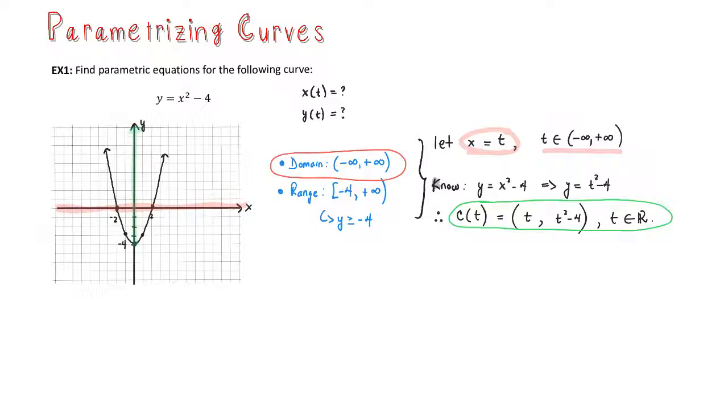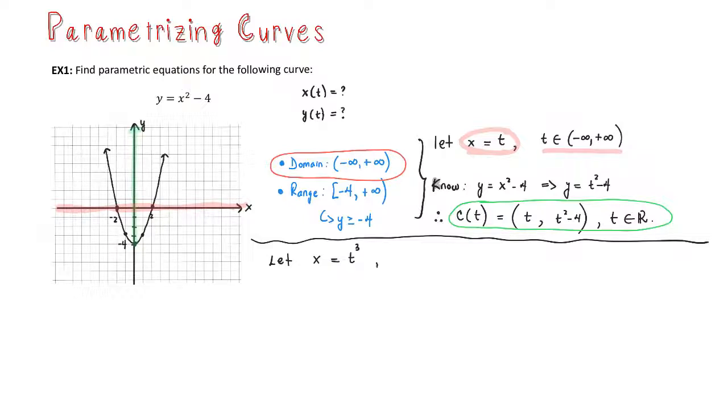The answer is yes, there is another way. So let me divide this. But remember that no matter which method or approach you choose to parameterize, the expression that you choose for x should generate all x values, because the original domain of this function consists of every single real number. So another way would be to let x equals t to the third.